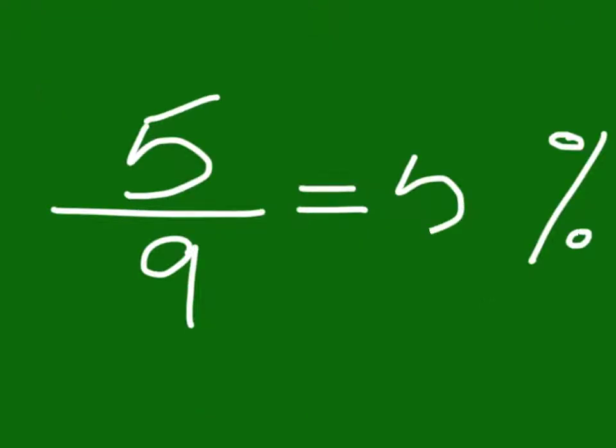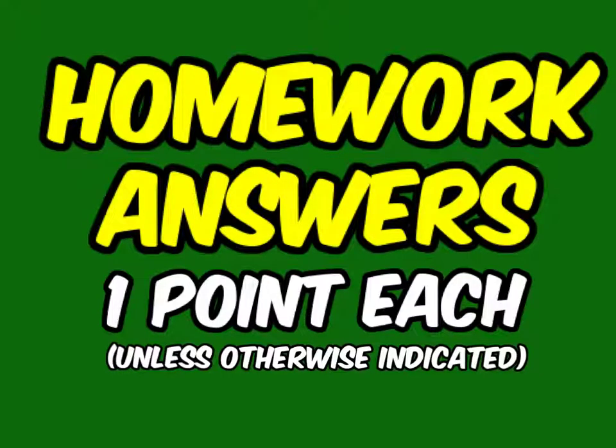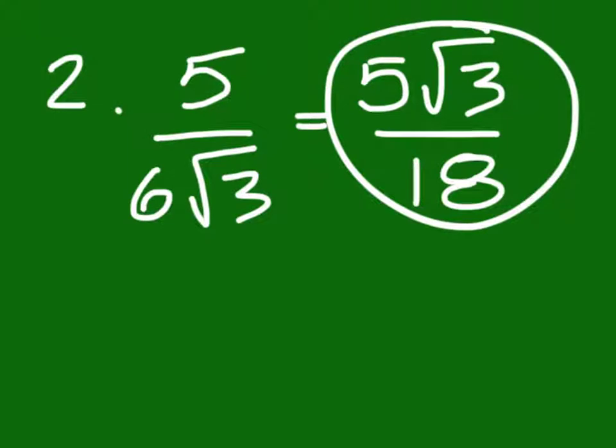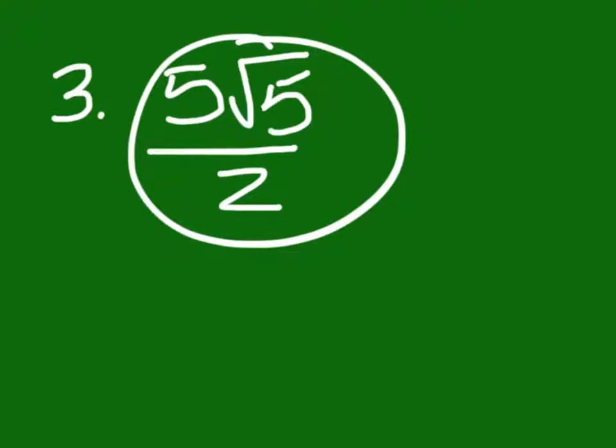5 out of 9, which would be 56%. Here are the answers. Number 1 is square root of 6 over 4. Number 2 is 5 square root of 3 over 18. 3 is 5 square root of 5 over 2.